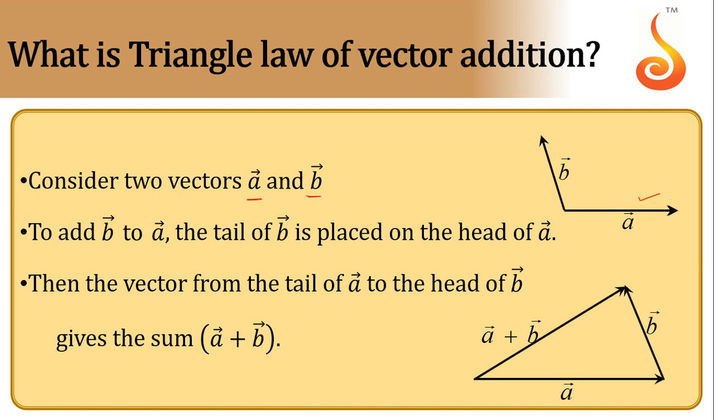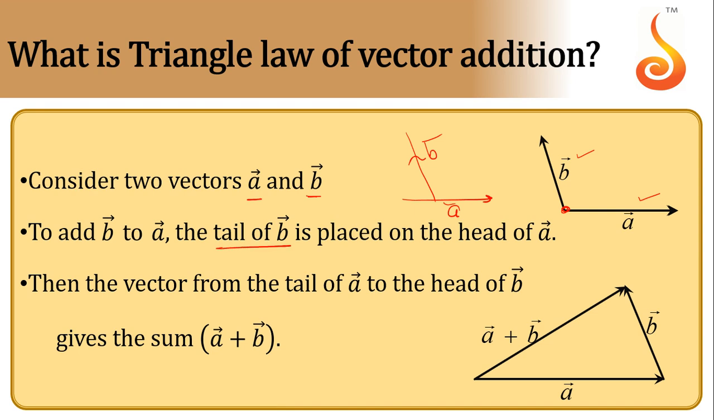So vectors A and B are given to you. Not necessarily coincident. There are two vectors. This is vector A and this is vector B. You are given two vectors. The question is how to add them. The procedure is like this.